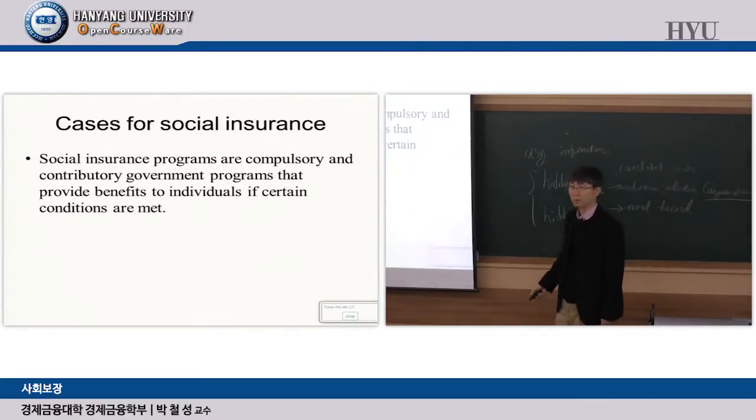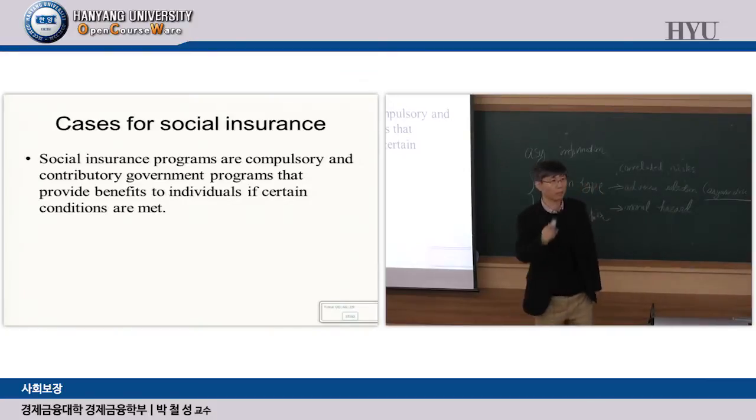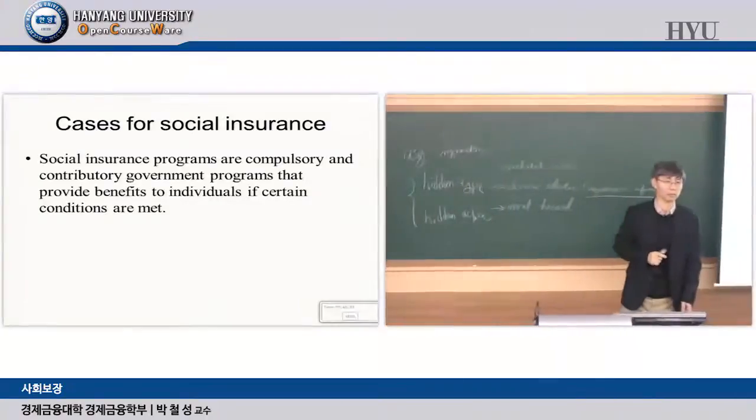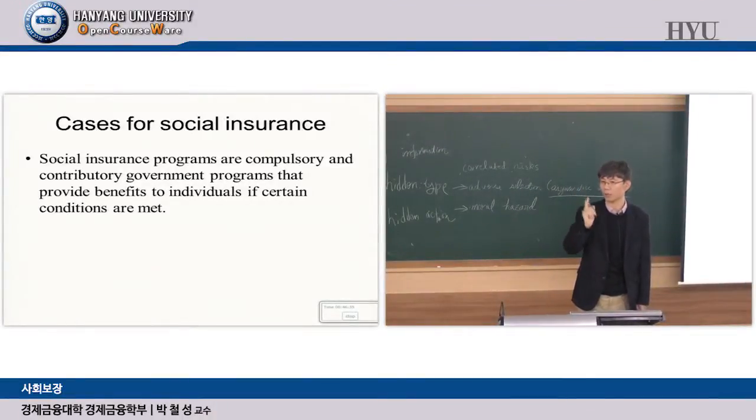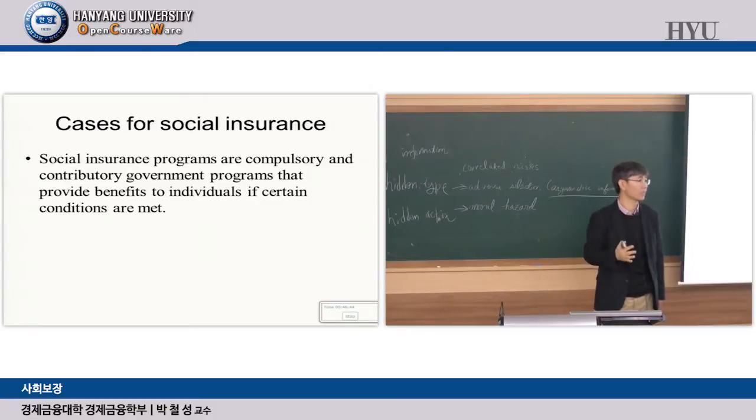Social insurance. Social insurance programs are compulsory. Compulsory means that you have to do it by law. Basically, you cannot just avoid it. Why does it have to be compulsory? Because of the adverse selection problem. If this unemployment insurance is voluntary, think about it. Who's going to buy the unemployment insurance? The people who are likely to be unemployed or people who plan to be unemployed. They are the first ones to buy the insurance. And if you are not likely to be unemployed, you are not going to buy the insurance.